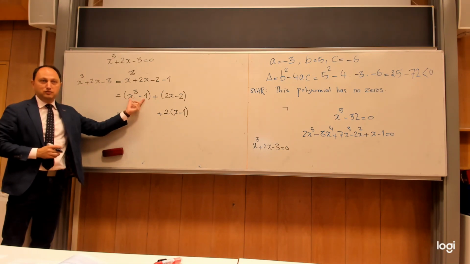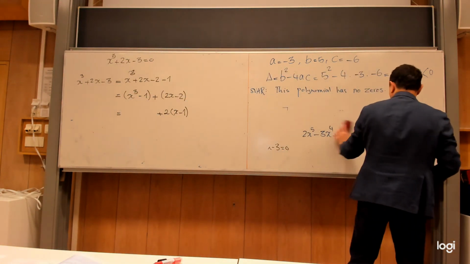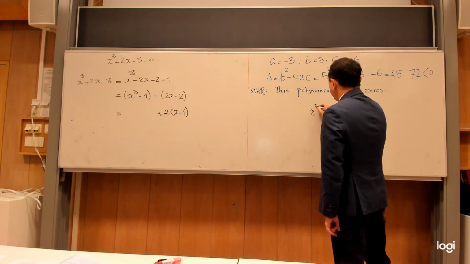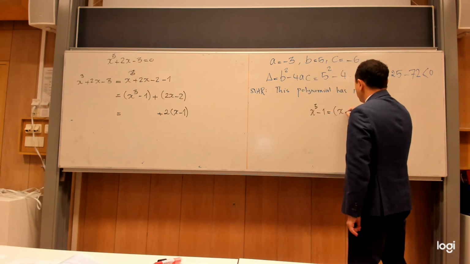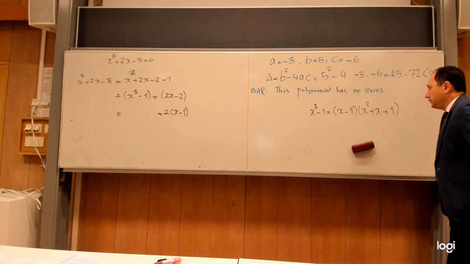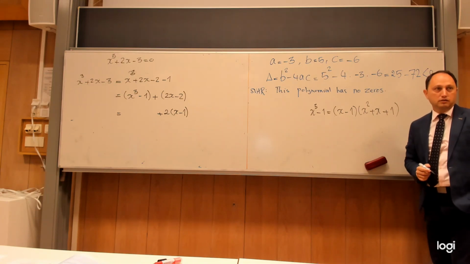Nobody pays attention to that, okay? But let me just factorize it for you. x to the power of 3 minus 1 is equal to x minus 1 times x squared plus x plus 1. If you don't believe me, how can you test the validity of this equality? How should you do that?